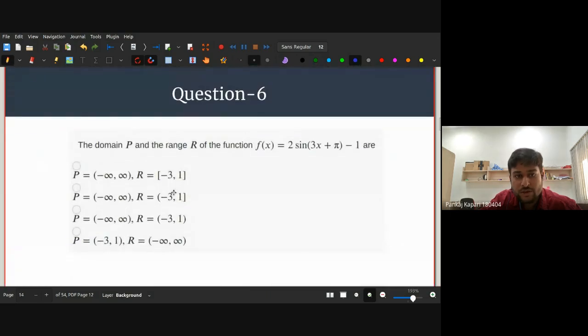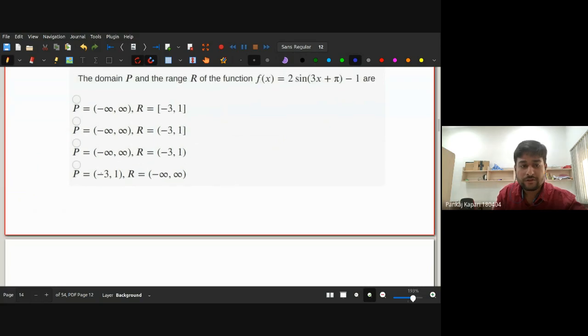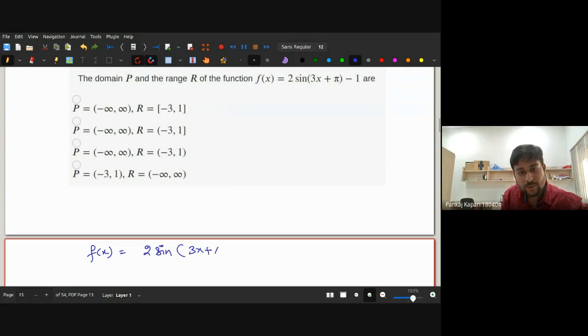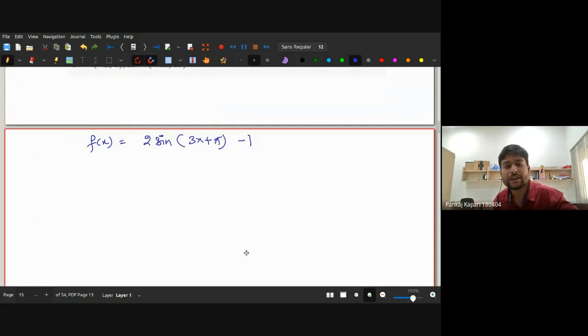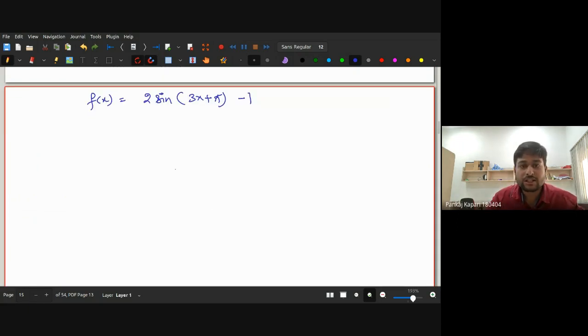The sixth question. I think this is a different kind of question where we don't have to find the limit, but we will be using the limit to find the answers. You have to find the domain and range of the function. So what is our function? f(x) is 2 sine of (3x plus 5) minus 1. What is the domain? You can see that this function is defined for every value of x, because the sine function is defined for every value of x, and 3x plus 5 is also defined for every value of x.